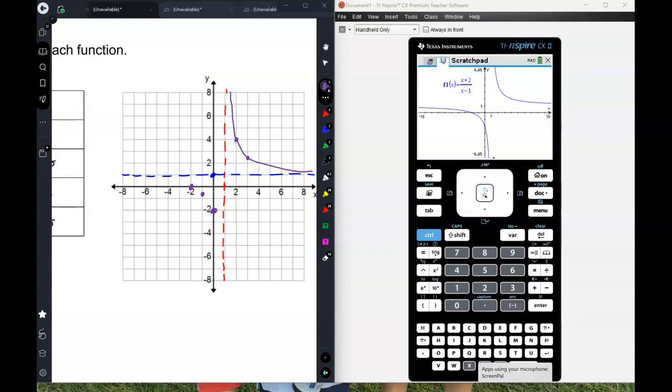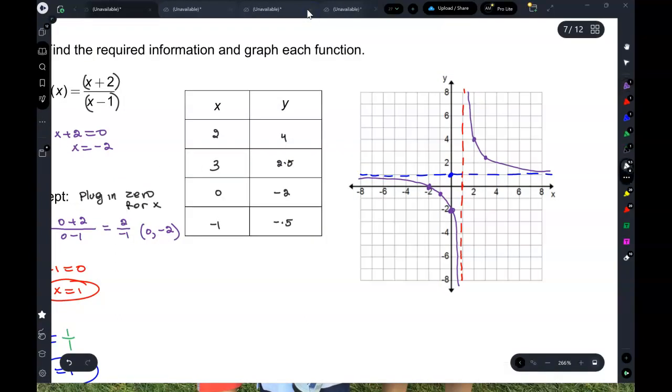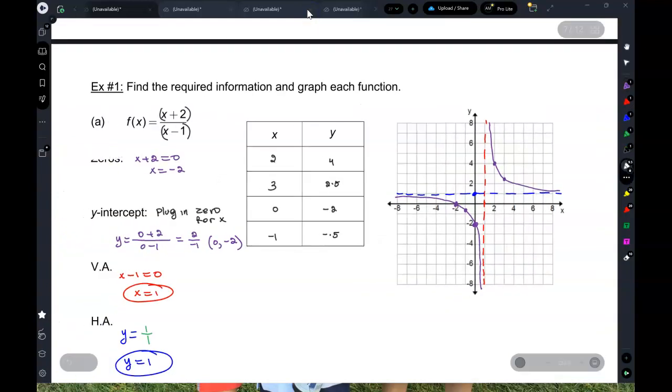Down here, it's got to follow the horizontal asymptote, pass through the points, and then follow the vertical asymptote. Okay? So, to recap, we did things without the calculator first, right? We found all of this information first, zeros.